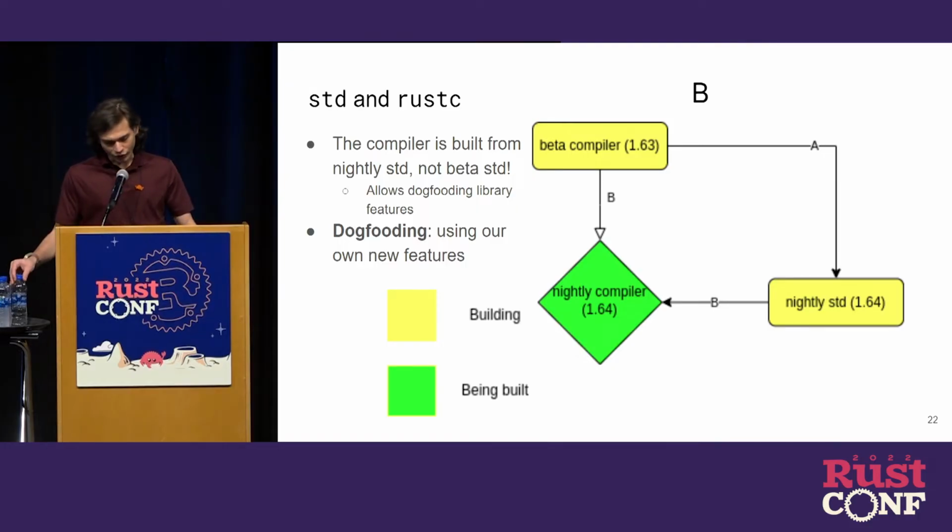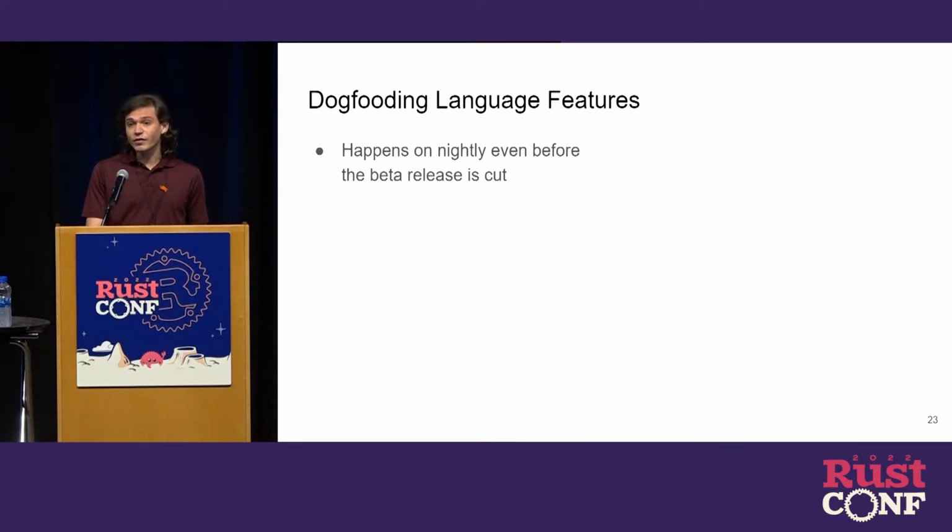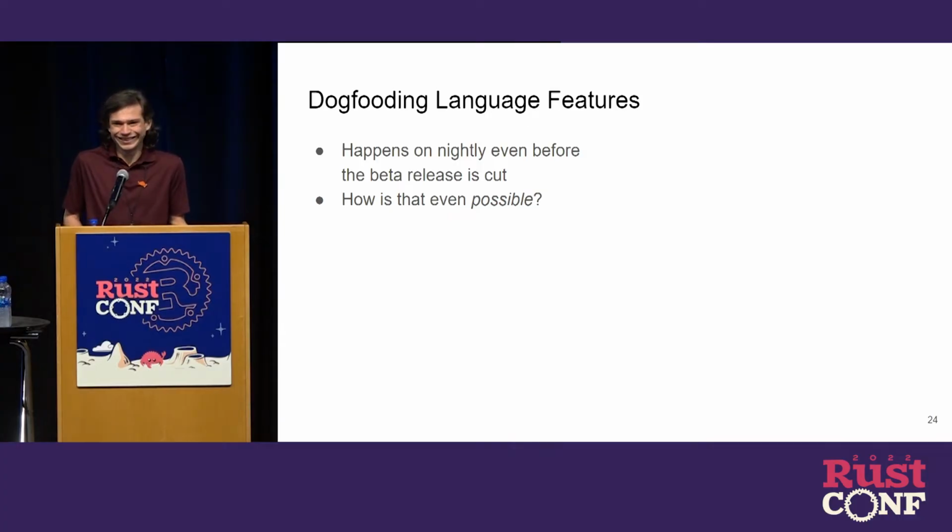Right, so I've talked so far about how the standard library depends on implementation details, about how we dog food those unstable features so we can use them in the compiler. And there's another way we dog food features, and that's by using language features in the compiler. We do this on nightly even before the beta release. As soon as someone adds a new feature to the compiler, we can immediately start using it. How is that possible? How do you use these language features when you're compiling with the beta compiler? And the answer is you don't use only the beta compiler.